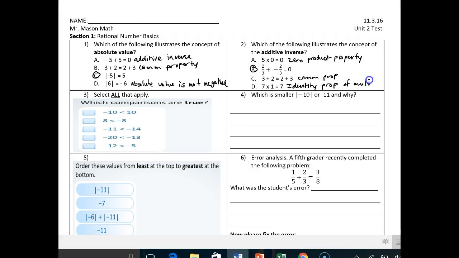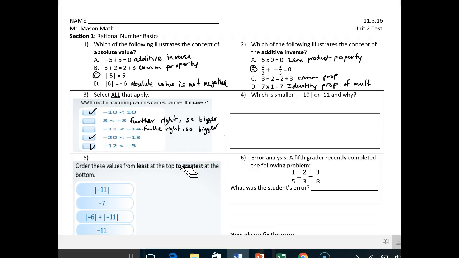All right, number 3, select all that apply, which means there were more than one answer. Which comparisons are true? Negative 10 is less than 10. 8 is not less than 10. It is further right, so bigger. Negative 11 is not less than negative 14 because, again, it is further right. So bigger, so that means negative 14 would be smaller. Negative 20 is less than negative 13, and negative 12 is less than negative 5.